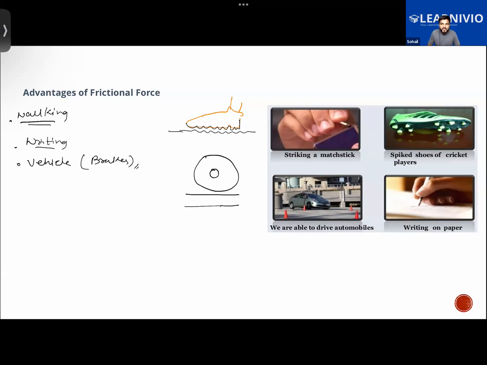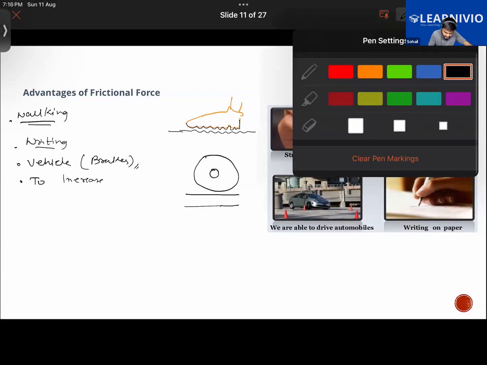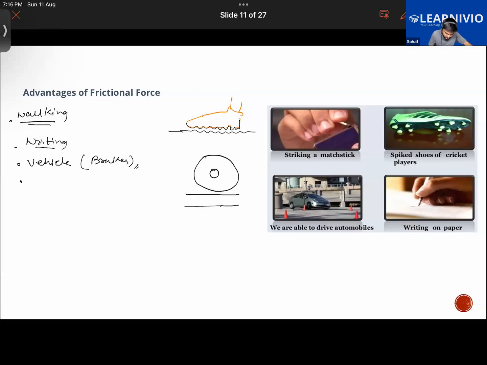And look at the second image. Why do the shoes of the cricket players or the football players have spikes in them? Is it to hurt someone or is it for other reasons? To increase the friction. To increase the friction or to increase the grip, basically. Or basically we should say it gives grip.